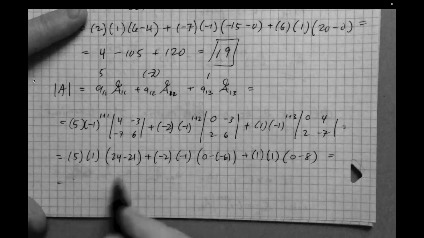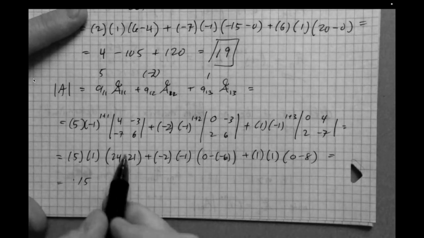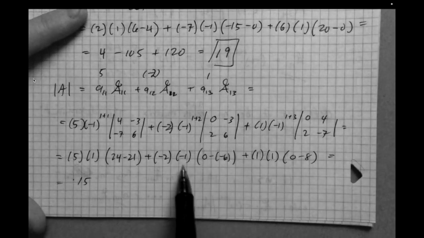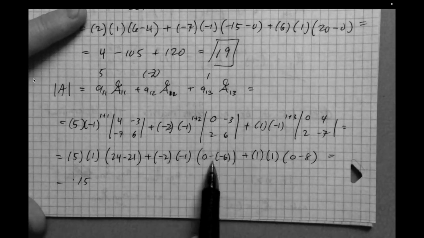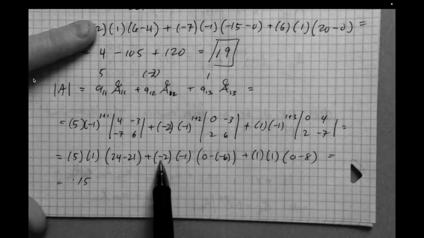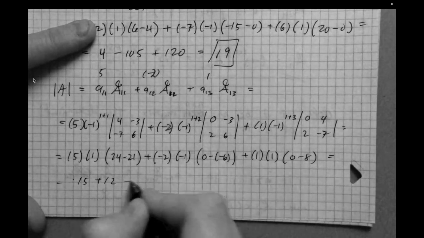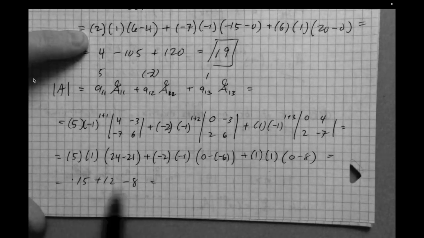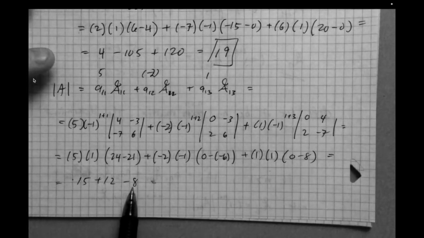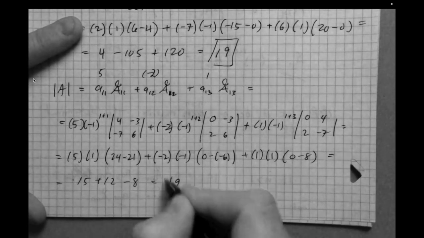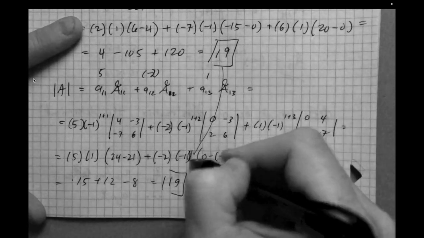All right, and so what do we get here? We get 5 times 3, so that's 15. And then this is negative 2 times negative 6, and so that's 12. Plus 12. And then this over here is just negative 8. Okay, and so 12 minus 8 is 4, and 4 plus 15 is 19. Right, so again, you can see you get the same answer.